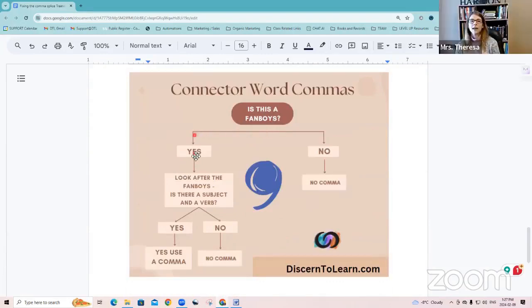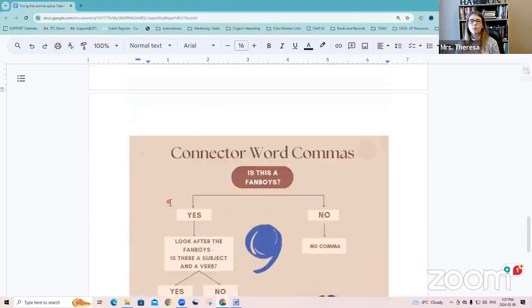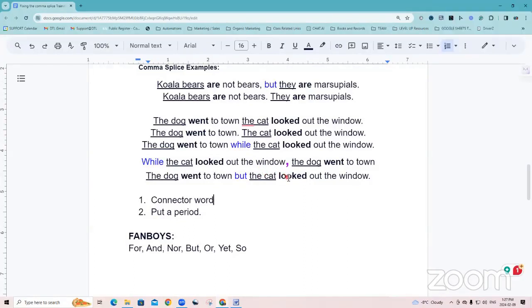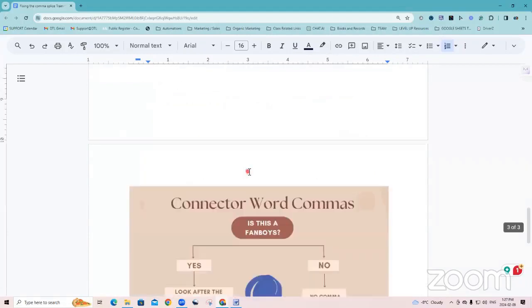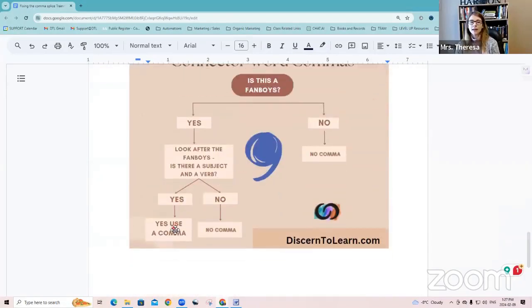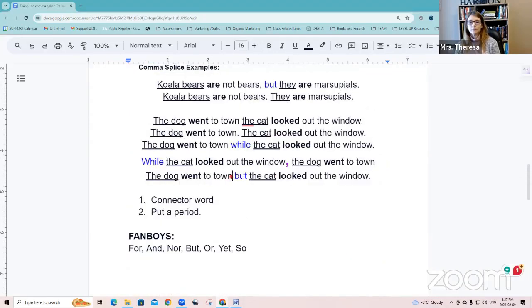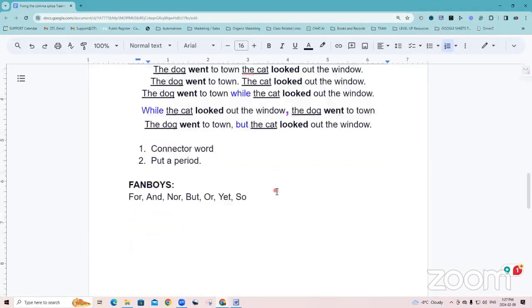So we follow the yes, and it says yes. So then we look after the fanboys. Is there a subject and a verb? There has to be both. So here's the but. We're going to look after it. Do we have a subject? Yes. Do we have a verb? Yes. Then, yes, use a comma. Right there, we put a comma. That's pretty easy, right? Yeah, it is pretty easy.